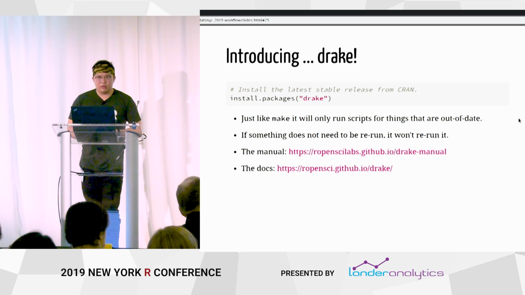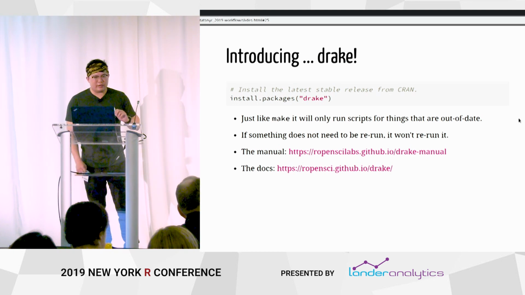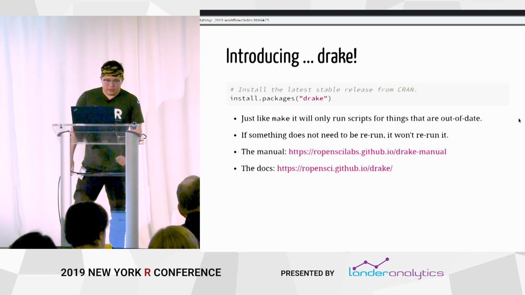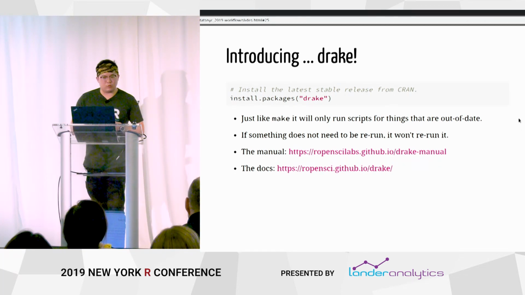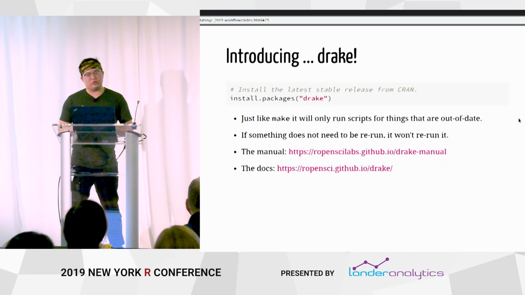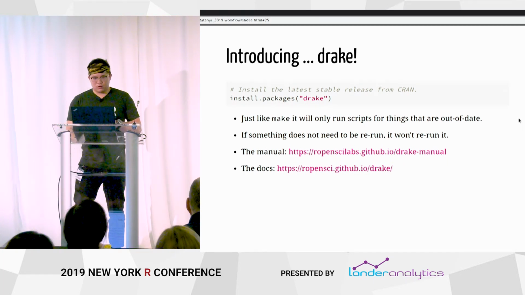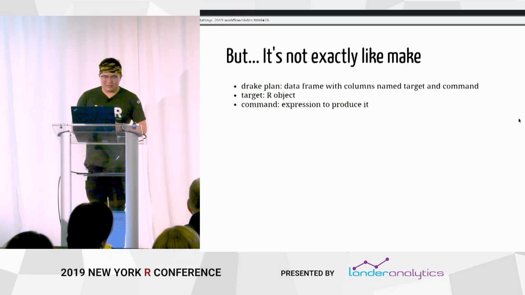All right, so this is in our conference. There's this thing called Drake. Why am I not talking about Drake? Well, it is something just like make. If something doesn't need to be updated, it won't run. There's a manual here, and there's documentation here. You could potentially do what I just said in R. But it's not exactly like make.